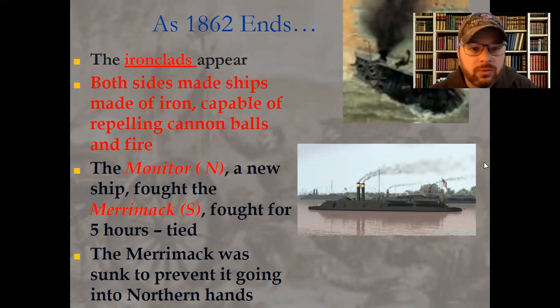As 1862 ends, the ironclads appear. Both sides made ships made of iron, capable of repelling cannonballs and fire. The Monitor, a new ship from the North, fought the Merrimac, a Southern ship, for 5 hours, tied. They couldn't destroy each other. The Merrimac was sunk to prevent it from going into Northern hands. Even though they didn't really win, the North had won the actual battle that it was part of, and so the Southerners sank the ship because they didn't want the Union to have that kind of technology.